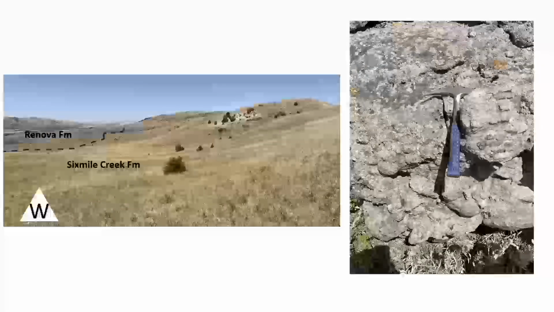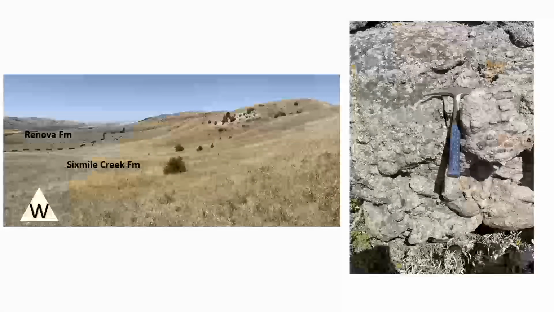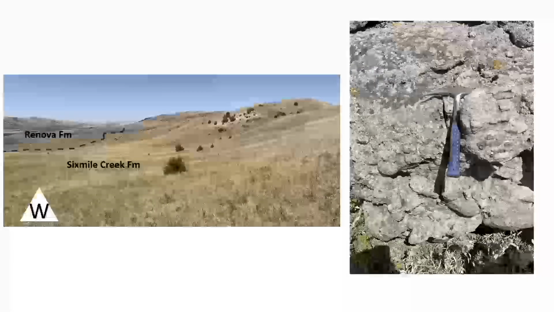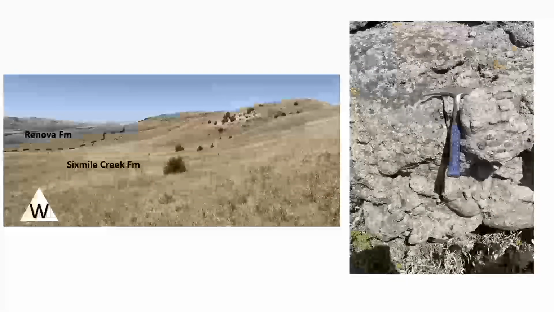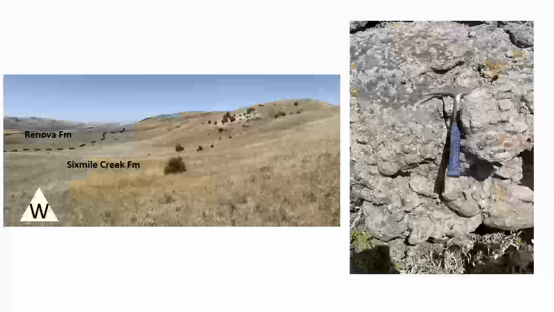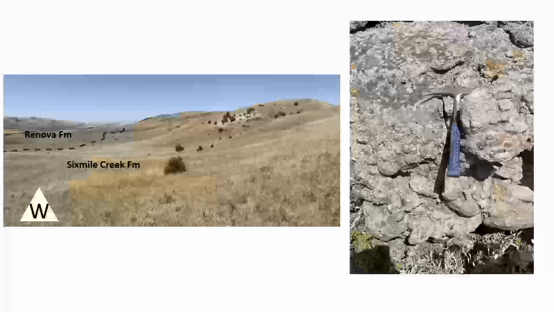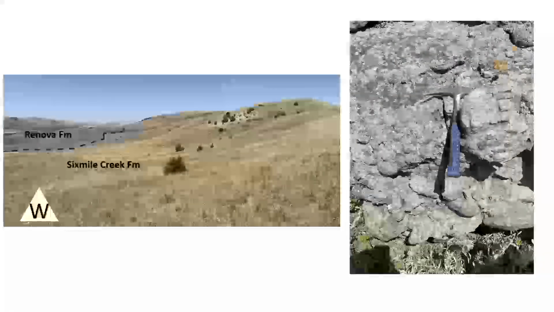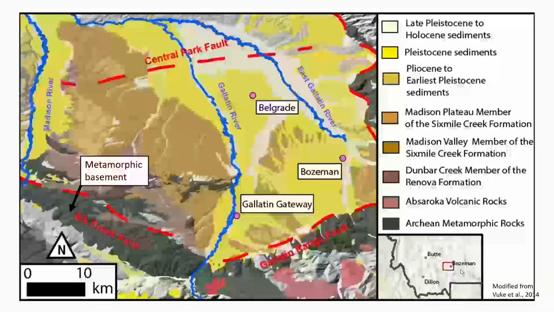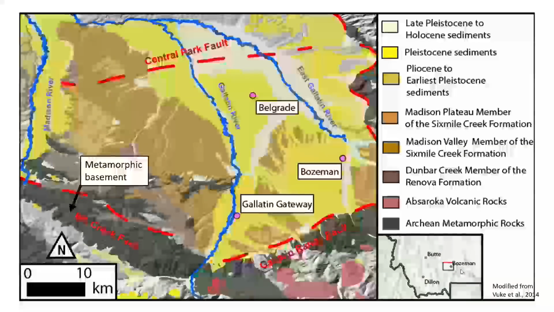There's the Renova Formation, then the Sixmile Creek Formation. The base is made out of this diamict, a poorly sorted, clast-supported gravel with clasts that are all Archean metamorphic rock. Some of these are pretty big too, like this one is the size of the hammer. So I would say these are debris flow deposits. They're probably sourced from, well, I'm sure they're sourced from the footwalls of these faults, because they match the lithologies exactly.